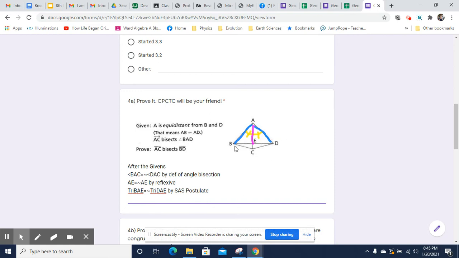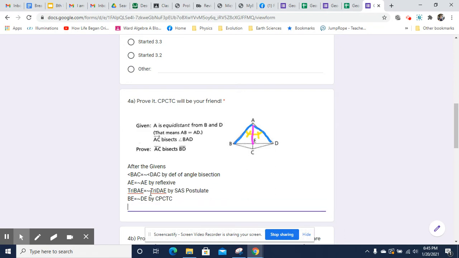Now, then I can prove that BE and DE are congruent. BE is congruent to DE by CPCTC. And then I can say AC bisects BD by definition of a bisector. Okay, and that is what you need.